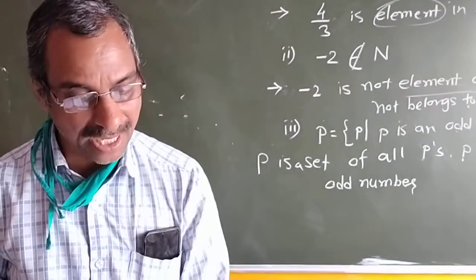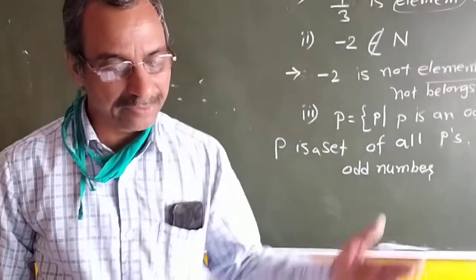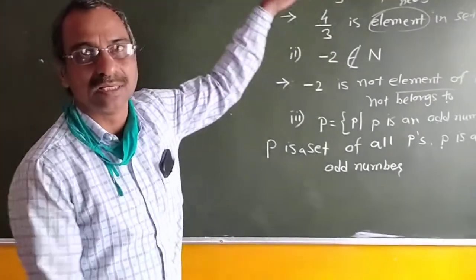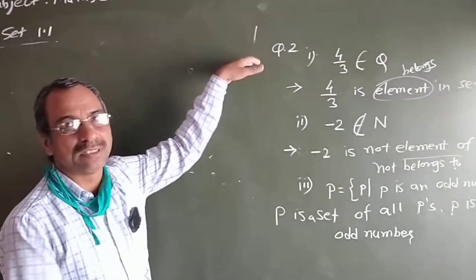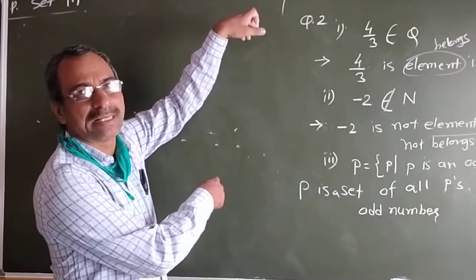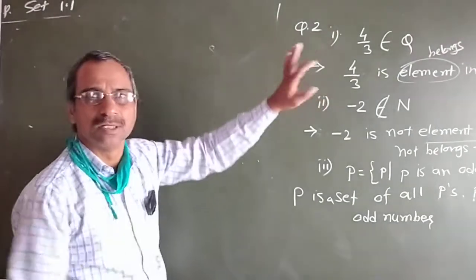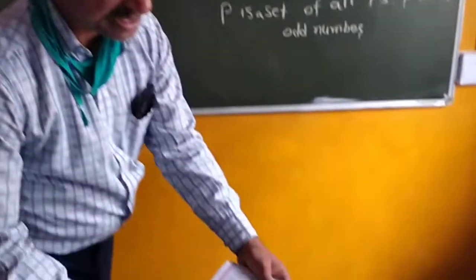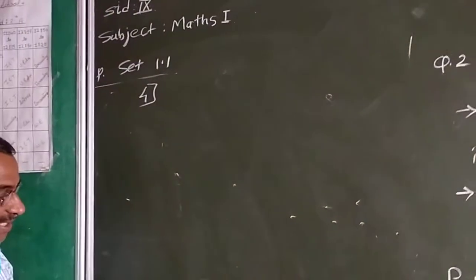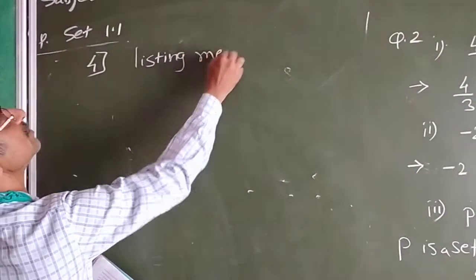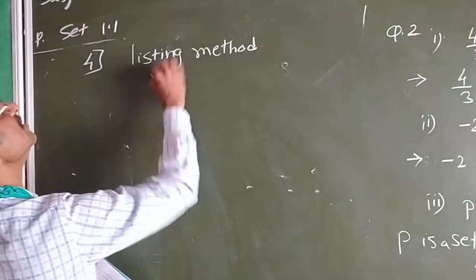Sets can be written by the listing method and by the rule method. Like the days of a week, by listing also we can write, and by the rule method also. Then the collection of birds, that we can also write by the listing method as well as the rule method. Then fourth question: write the following sets using the listing method. In this we write the given sets by the listing method.